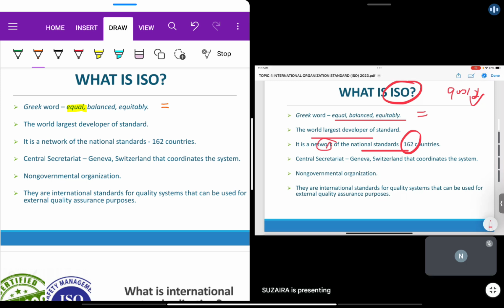Through ISO we can transfer knowledge or transfer technology. So we have Japan or Korea, countries considered as eastern countries that have already developed, and they want to help other countries. So through ISO, they can transfer the knowledge or technology. It means that technology can be transferred to Malaysia using the ISO standard.